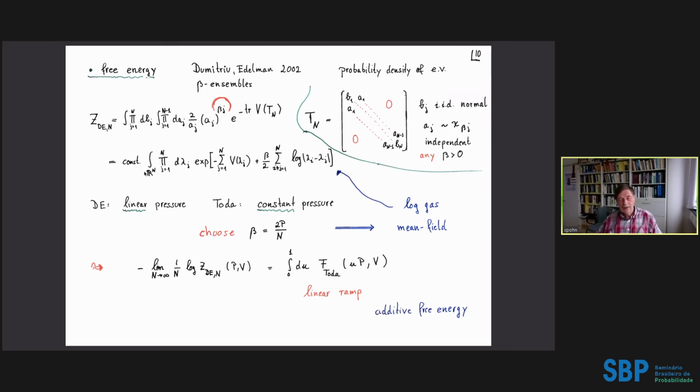And since I have mean field, it will be very easy to figure out what happens in the large n limit. Okay, and I have to pay a little price: as I go through this linear ramp, I have to sum up all the contributions of the free energy of the Toda system. So what I get is this integral from 0 to 1. This is the Toda free energy, and this is the quantity which I get when I take the large n limit of this one.